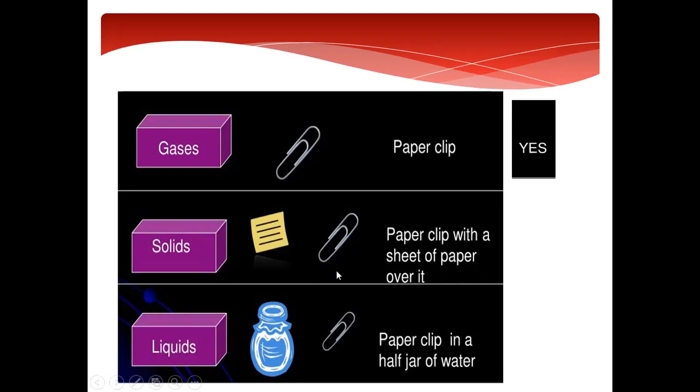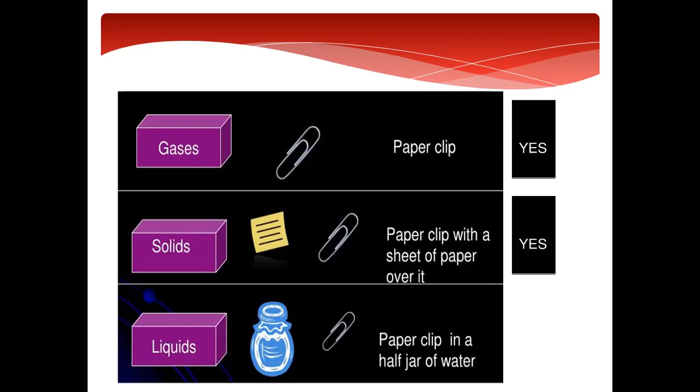Now come to the paper clip again. I will put a sheet over it. Is the sheet solid, liquid, or gas? It's solid, right? So I will put this sheet over the paper clip and bring a magnet over the sheet. Will it attract the paper clip? Yes, it will attract the paper clip, and the sheet will be stuck between them. Don't be mixed up.